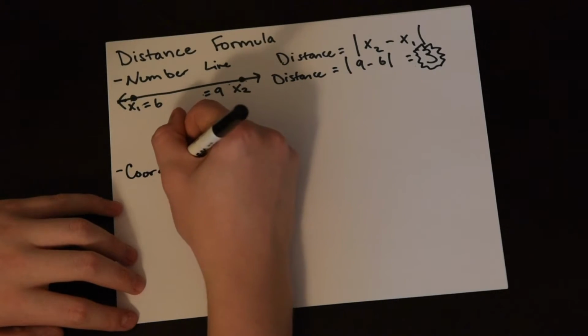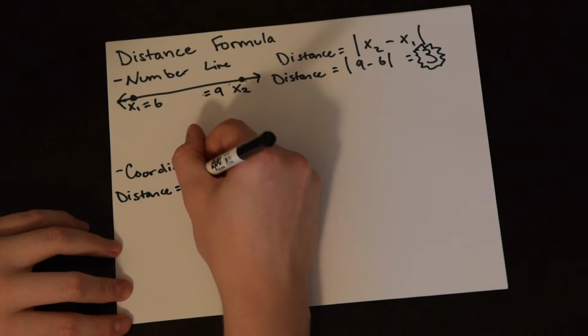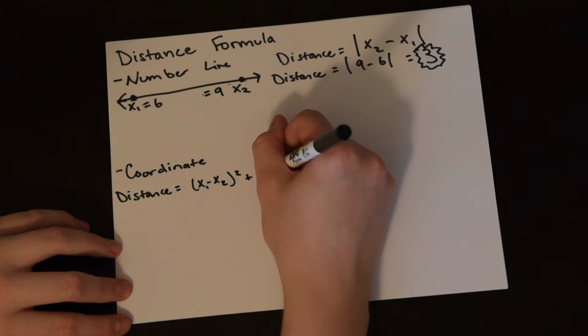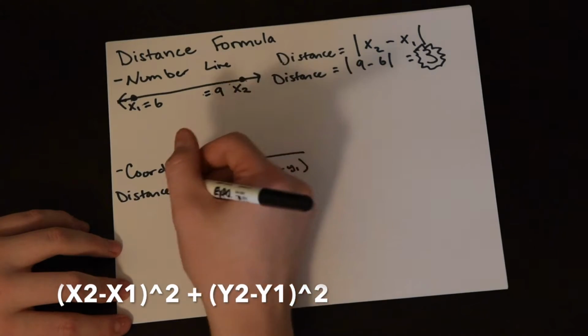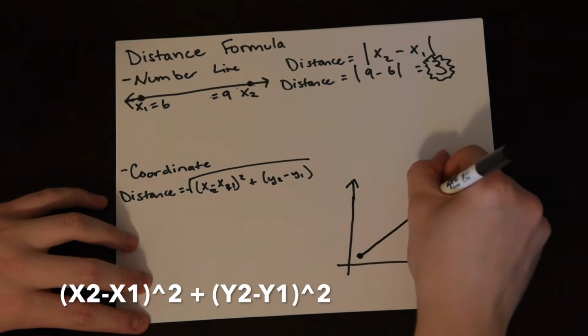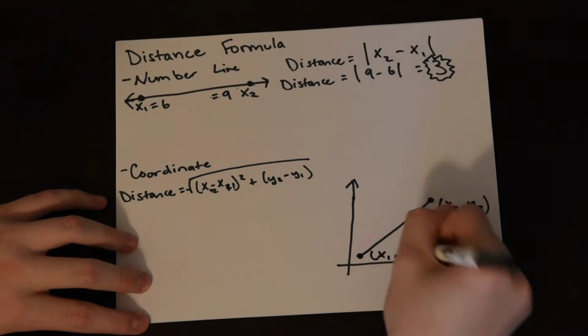The next way to use the distance formula is on a graph. When you have a line on a graph, to find the distance between 2 points, the equation is the square root of (x2 minus x1) squared plus (y2 minus y1) squared. And all you do is plug in the points from the graph to find the distance between those 2 points.